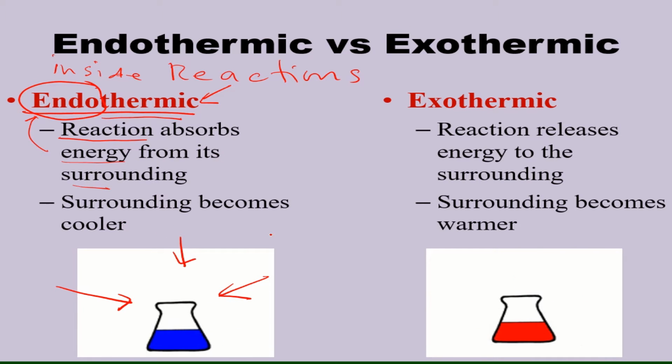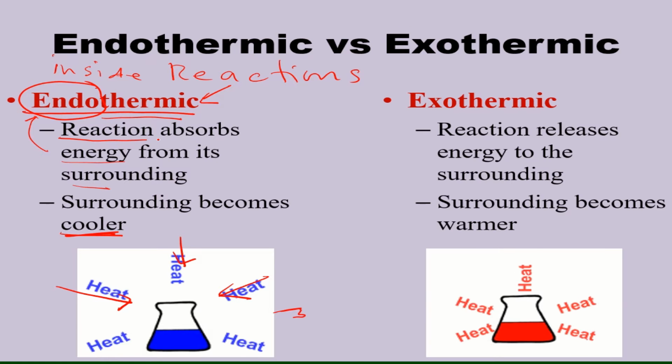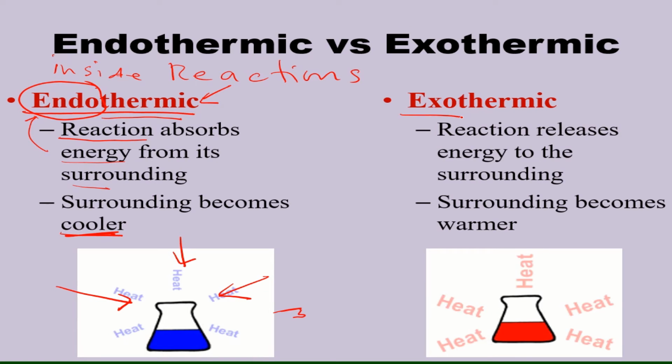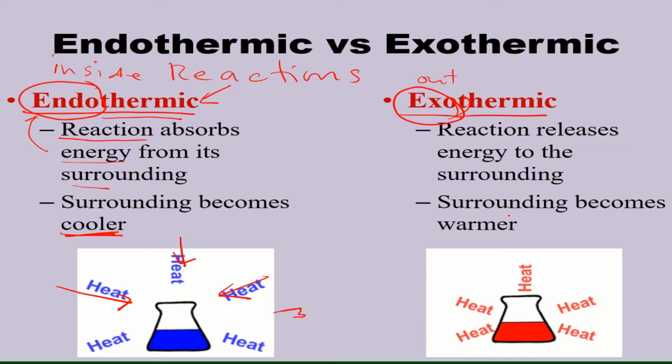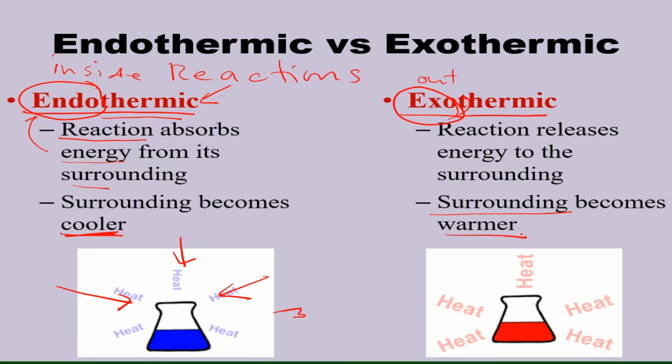And then what happens when it absorbs heat? When the heat is being absorbed, the surrounding becomes what? Cooler. That's what happens. So how about exothermic? The word exothermic means exit or out, meaning it releases energy to the surroundings. In this type of reaction, the surrounding becomes warmer.